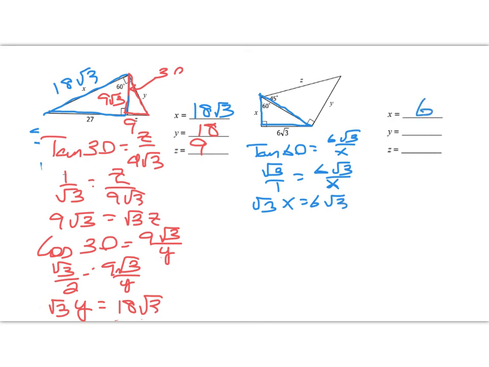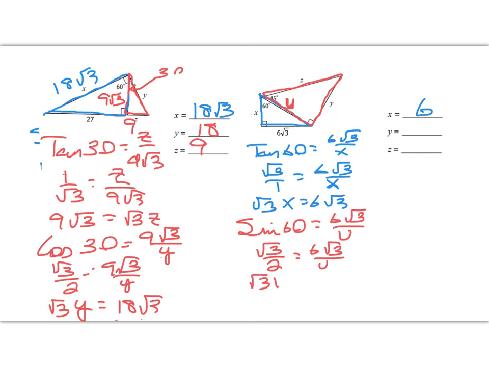Okay, so now again, for this triangle right here, we don't have a side. So we want to find this side right here. If we do from the other, that means we would use sine. So the sine of 60 would be equal to 6 square root of 3 over u. And the sine of 60 is the square root of 3 over 2, which is equal to 6 square root of 3 over u. Cross multiply, square root of 3 u is equal to 12 square root of 3. Therefore, your u is going to be 12.